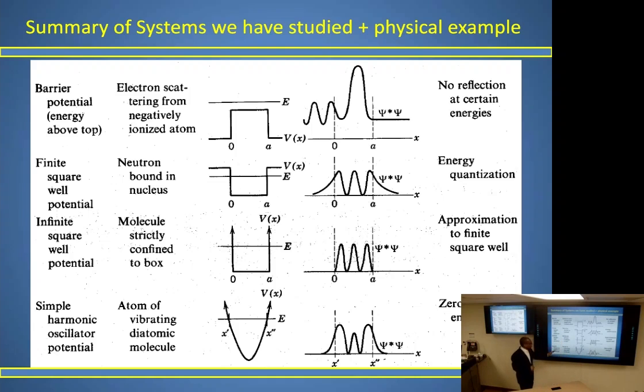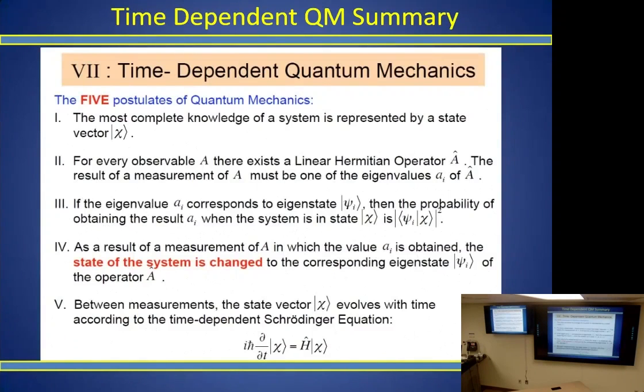Alright, so the simple harmonic oscillator, same thing. These are quantum systems we're talking about, where measurements can be used to collapse the wave function. We can verify the Schrödinger equation, the Copenhagen interpretation, or the statistical interpretation. So here are the 5 postulates.